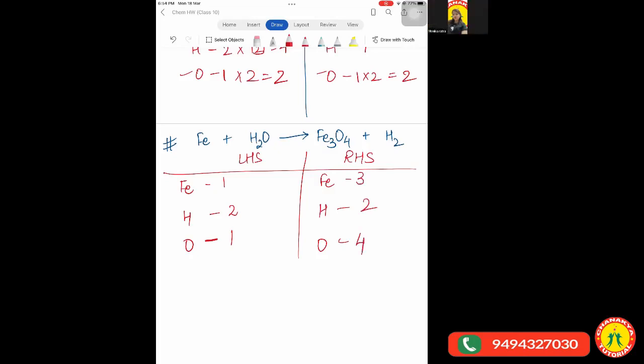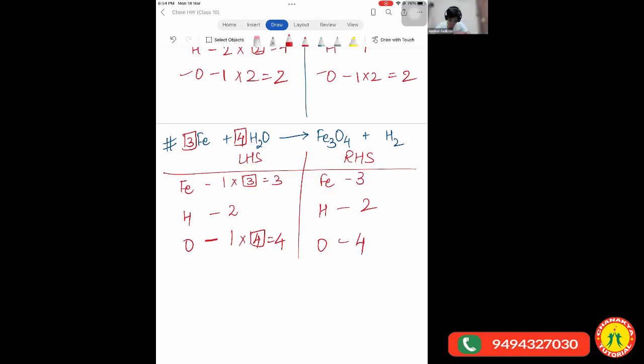Correct. Now what to do? Hydrogen is balanced, and Fe, I have to multiply in LHS, I have to multiply Fe into 3 Fe. That's absolutely correct. The next thing. And to balance the oxygen, I have to multiply in LHS with 4. That's absolutely correct. Then, ma'am, I think it's balanced. Abhinav, what do you think? Is it balanced?